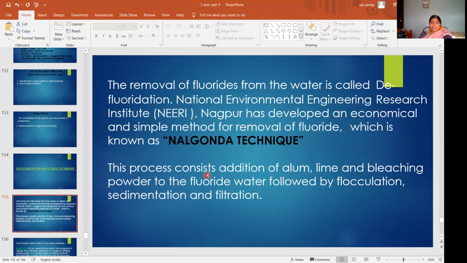This process consists of addition of alum, lime and bleaching powder to the fluoride water, followed by flocculation, sedimentation and filtration. So here in this process, what we are adding is some chemicals. It is alum we are adding, lime and we are adding bleaching powder to the fluoride water. Then we are doing flocculation, sedimentation and filtration.